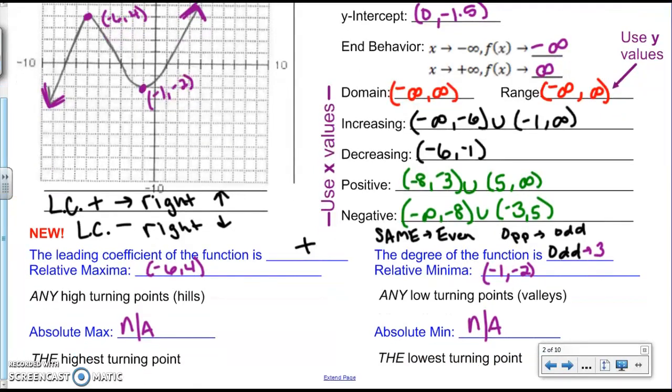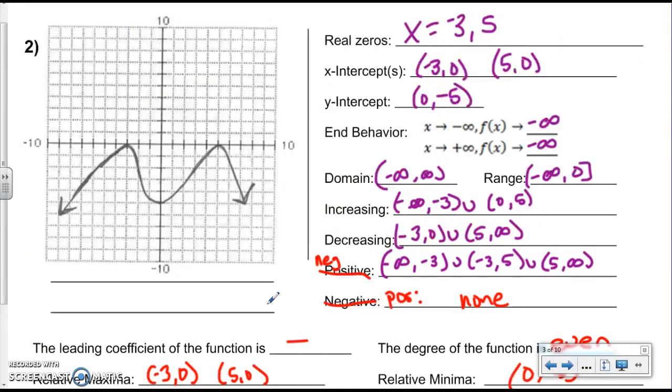Okay. What I want you to do now is hit pause, and then try the next graph, and when you are done, check your answers. I'm going to go ahead and put them up there for you. So hit pause now, try it, see how you do. Okay, so hopefully you did this. Go ahead and check your answers here.